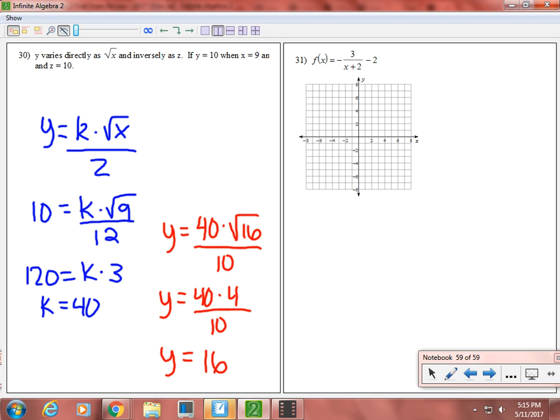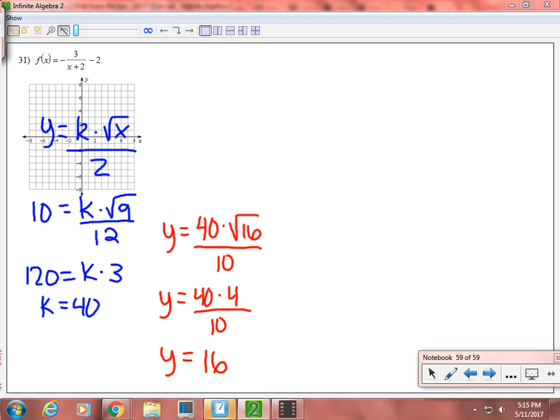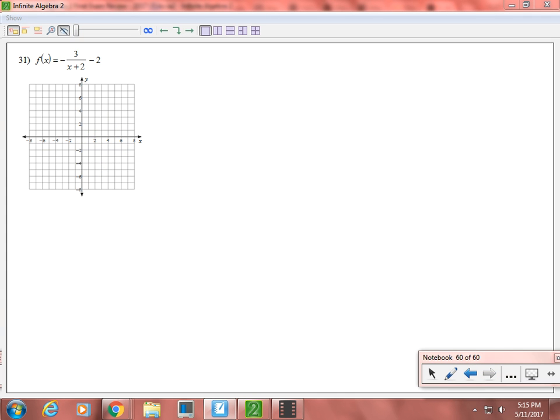31 wants us to graph these functions. So then you need lots of parts to this. I'm going to try and make this one bigger because there is a bunch of parts to it. Okay, so you need your asymptotes on this. So you know that, and your x and y intercepts also. So you know that the denominator is going to push you left and right. So at x equals -2, and then at y equals -2.